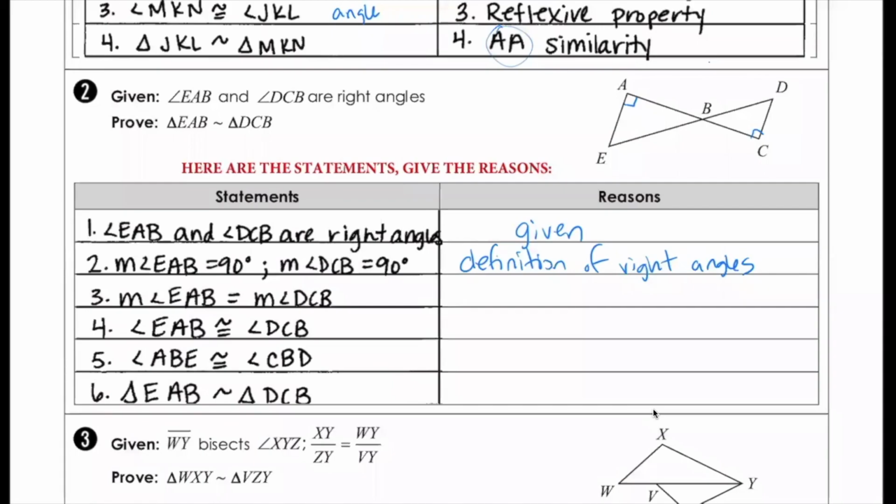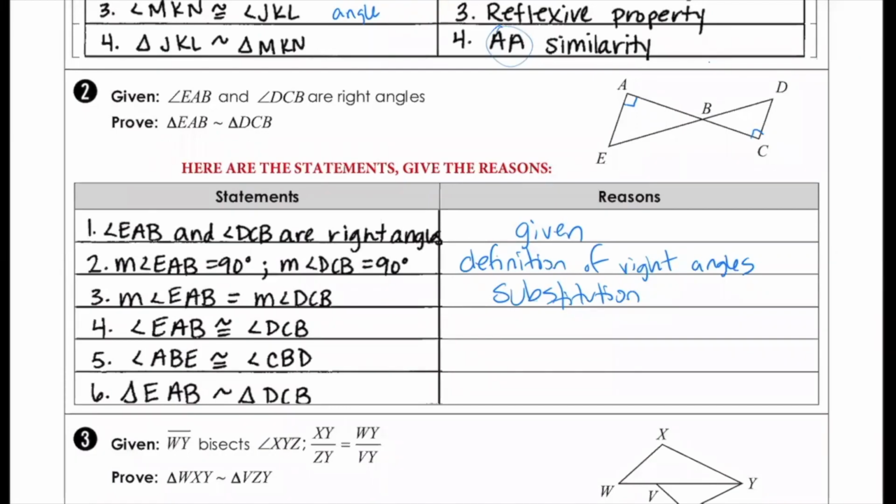Okay. All right. So now we can say those two angles are equal. Why can we say they're equal? They're both 90 degrees, right? So we just say substitution, because we have to have an official reason why they're equal. Since one angle is equal to 90 degrees and the other angle equals 90 degrees, then we can substitute one angle for the 90 degrees and say they're equal to each other.